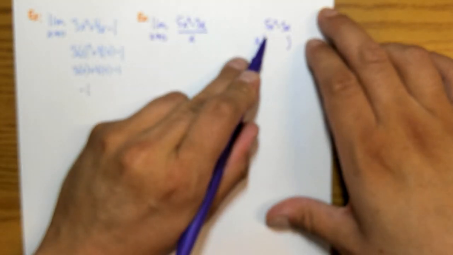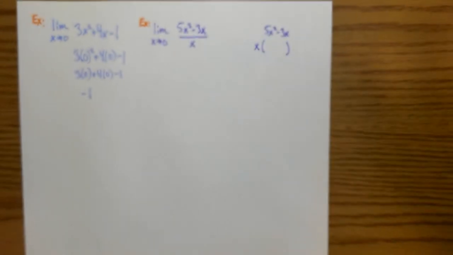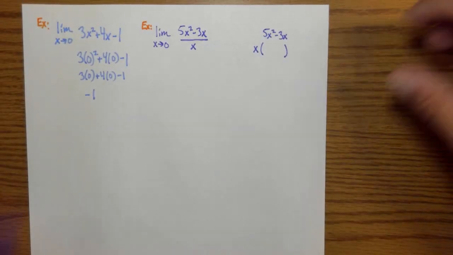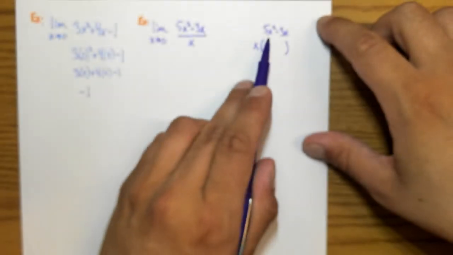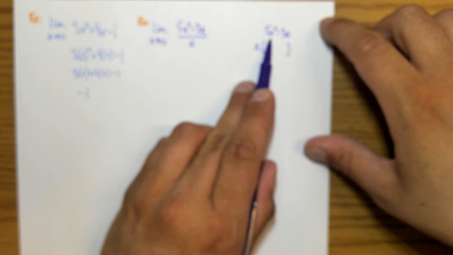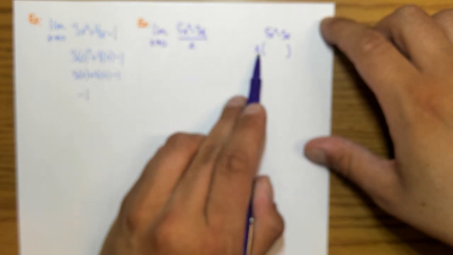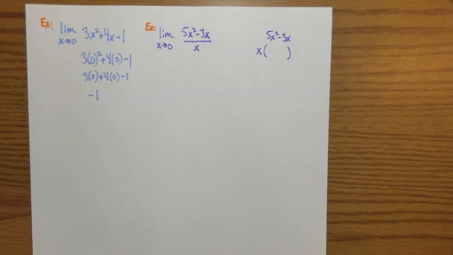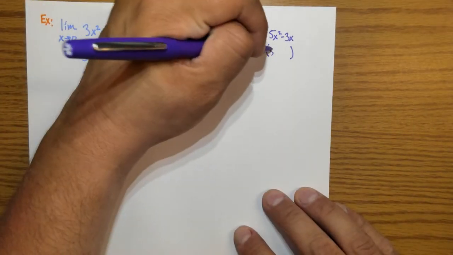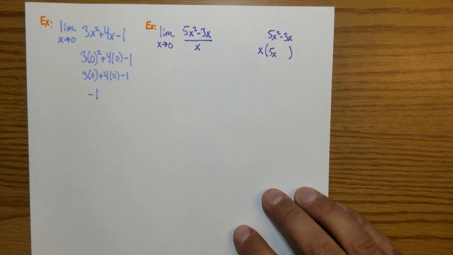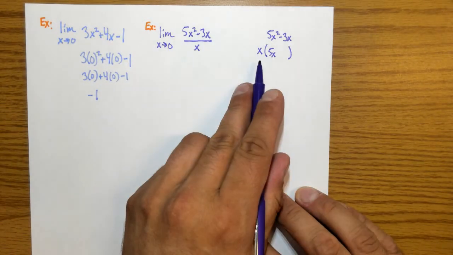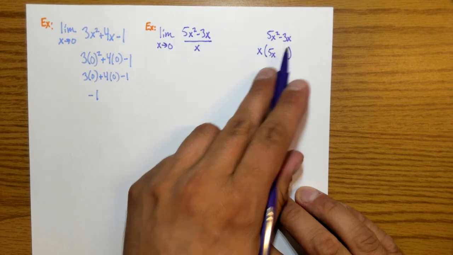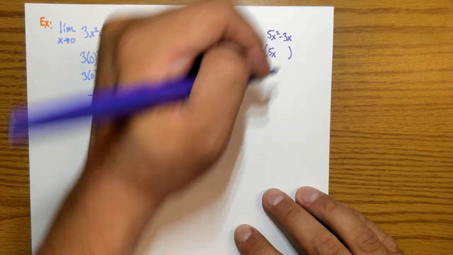Remember, we're really dividing this x out. Okay, so we have 5x squared divided by x. 5x squared divided by x, that's just going to be 5x. And then negative 3x divided by x is just going to be negative 3.